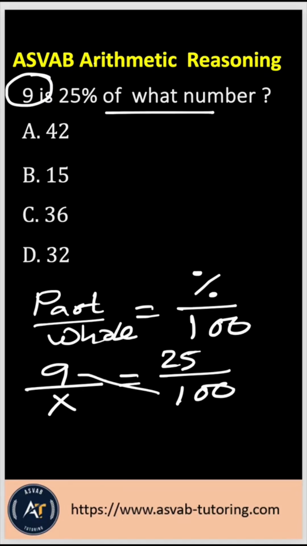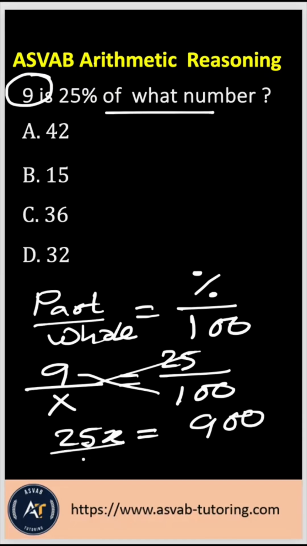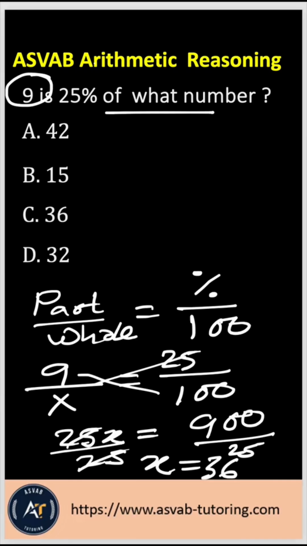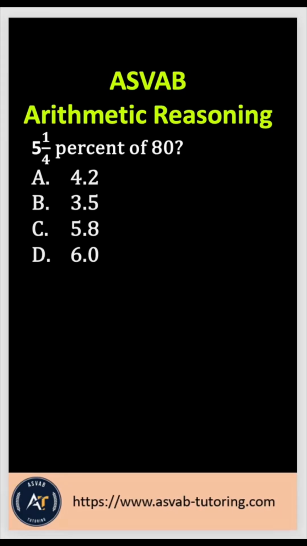Now if you cross multiply that, that gives you 25x equal to 900. Divide both sides by 25, 25 cancels out. If you divide 900 by 25, that gives you 36. So the correct answer is option C.